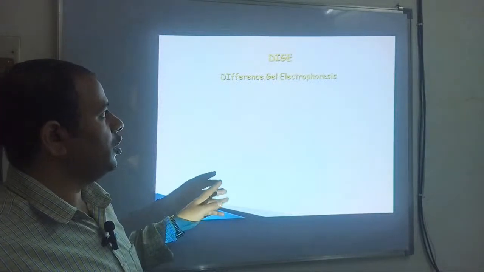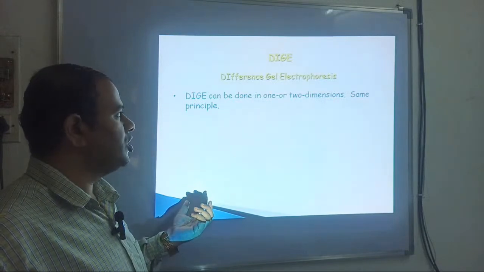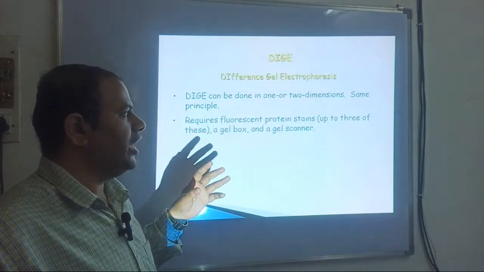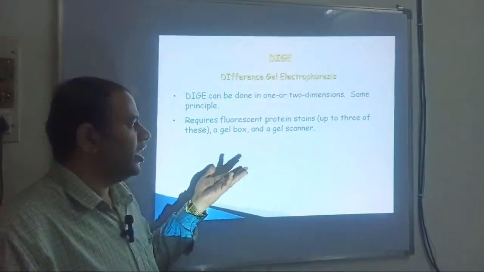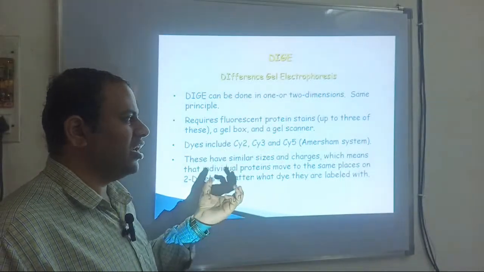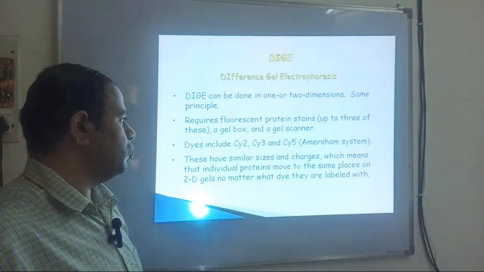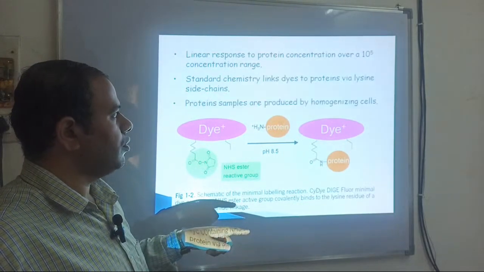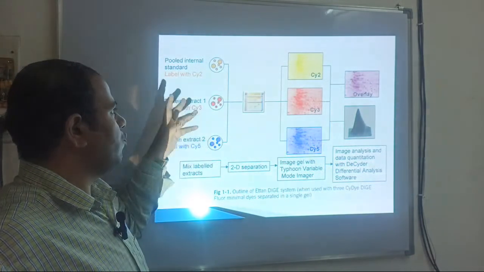Yes, you can also do differential gel electrophoresis. In differential gel electrophoresis, you are using two-dimensional electrophoresis, but you are using two different fluorescent dyes. It can be 2 or 3 dyes that are used for separation. See here, 3 dyes. I have just listed an example here. In the Amersham system, Cy2, Cy3, and Cy5 dyes are used. You can see the different dyes are attached to the proteins, and like this the separation or detection of different bands can be done.